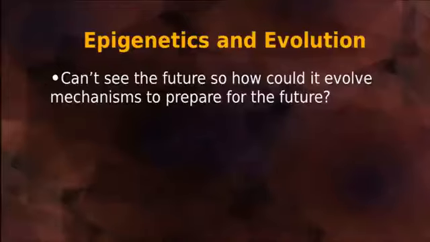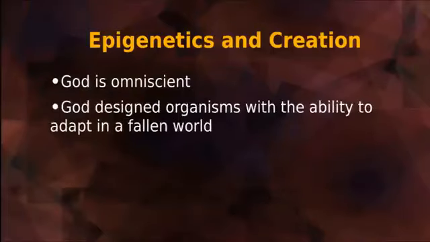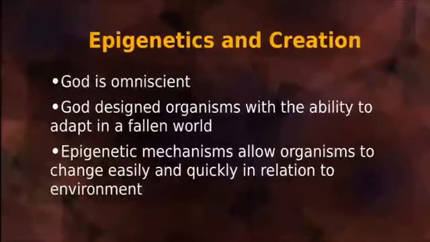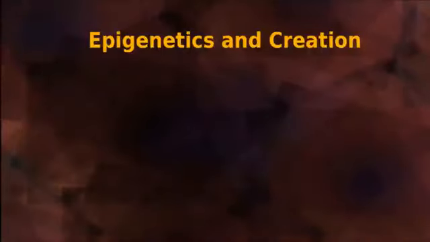It doesn't have a mind, it cannot see the future, therefore there's no way it can prepare for or predict the future. But it is absolutely consistent with creation, because God is omniscient. He designed organisms with the ability to adapt in a fallen world, and he knew Adam and Eve would sin. He knew they would need to be able to do this. So epigenetic mechanisms allow organisms to change easily and quickly in relation to their environment. So if they need to change again in the future, they can do that.